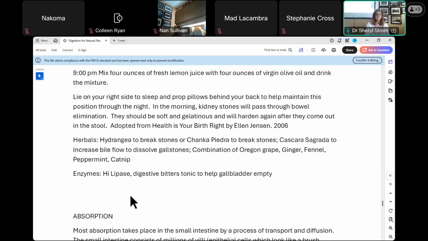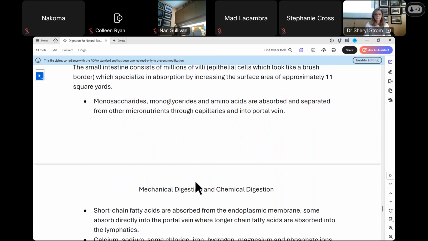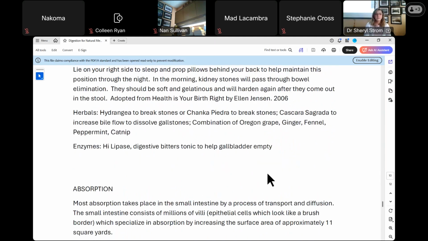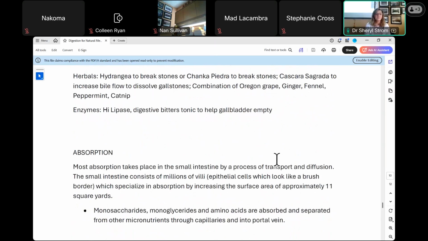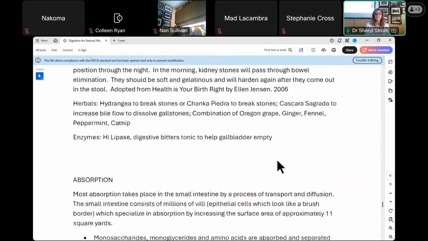And then the enzymes along with this are high lipase, digestive bitters, a tonic to help the gallbladder to empty. You could take it during. Yeah, you could take it during. Okay, how are we doing, you guys? You want to take a break? Let's take a quick break.